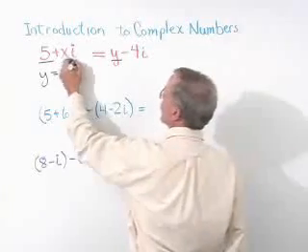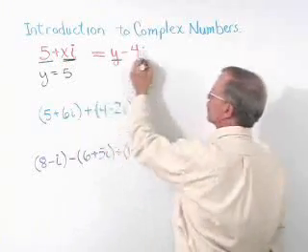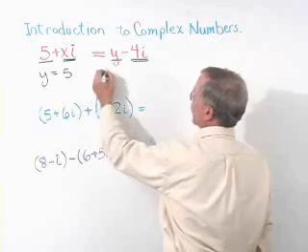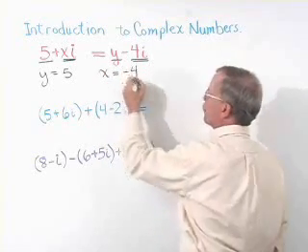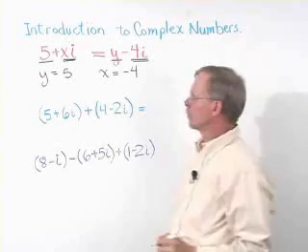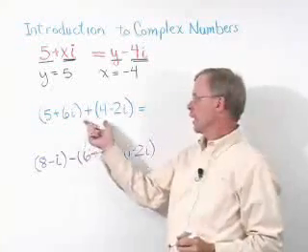We also know that their imaginary parts must be equal. So that tells us that x equals -4. Now let's consider operations. Adding.